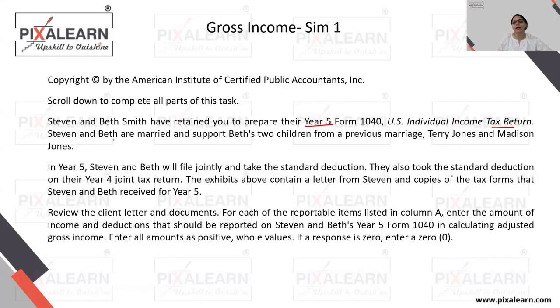The couple are married and support Beth's 2 children from a previous marriage, Terry Jones and Madison Jones. So there's a couple, and that couple is filing an MFJ return, and they have 2 children who are from one of the spouse's previous marriage. In year 5, so I understand that year 5 is the current year. This is really, really important, guys.